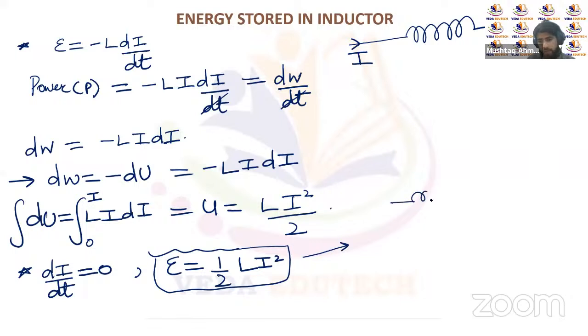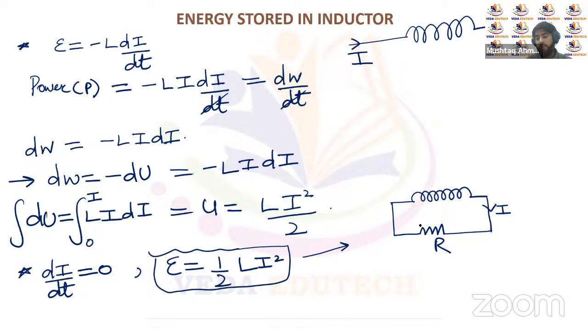Let's suppose we have an inductor. Initially, current was supplied to this inductor, and the energy stored in this inductor was half L I square. Now what we can do is connect this inductor with an external resistor. Then what is going to happen? This inductor will become the source of energy for this circuit, and the current will start flowing through this circuit.